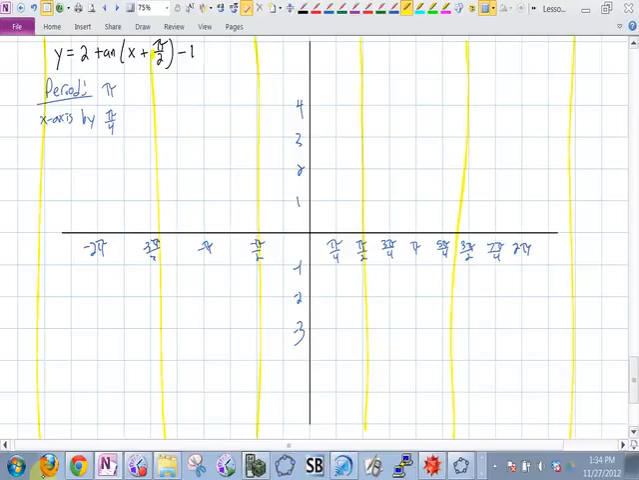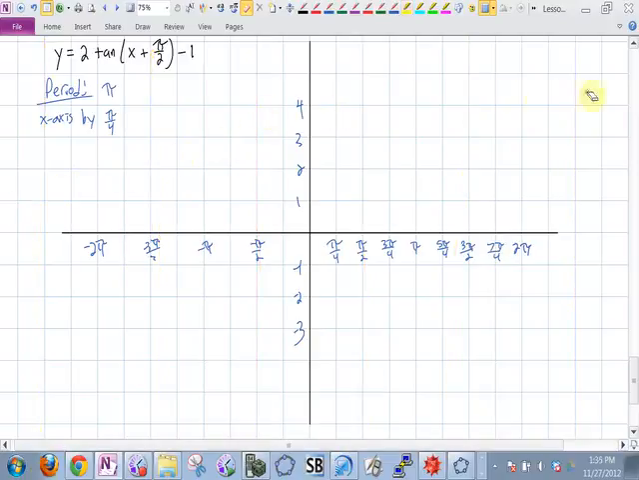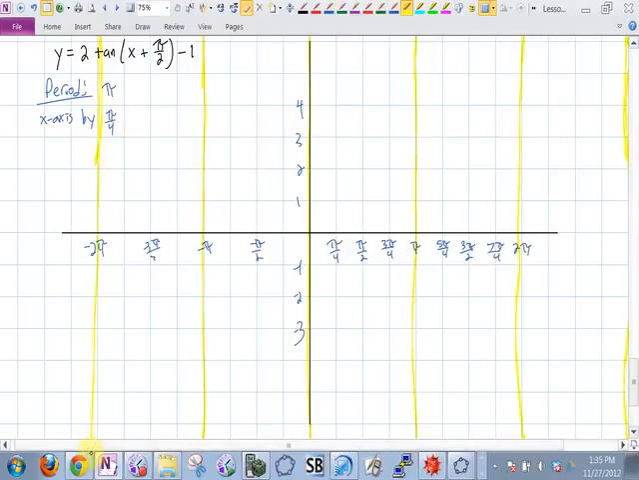There is no horizontal stretching or squashing in this one, is there? No. So all I got to do is shift to the left pi halves. So let's take every one of these vertical asymptotes and shift it to the left pi halves. So we're actually going to end up with one right on the y-axis. And then that's it. I just got to go to the right pi, and that's going to be my next one. Go to the right pi from there. Go to the left pi. Okay, so there's the vertical asymptotes.